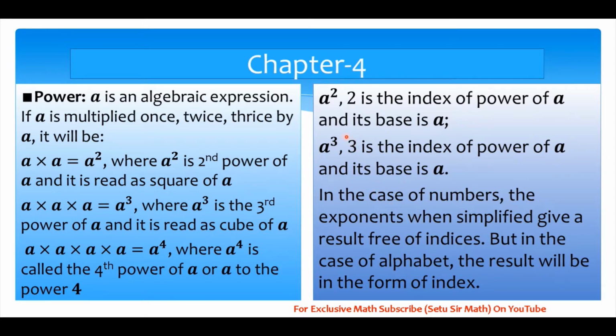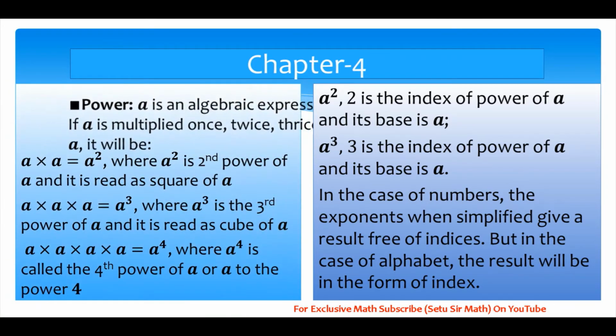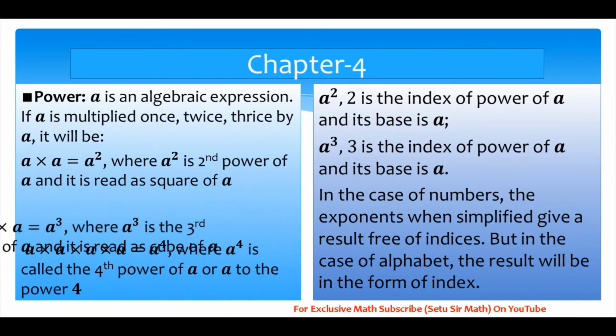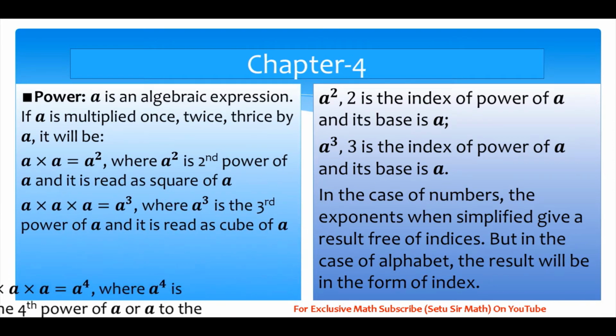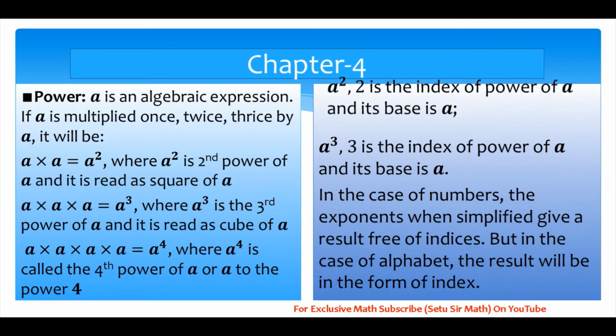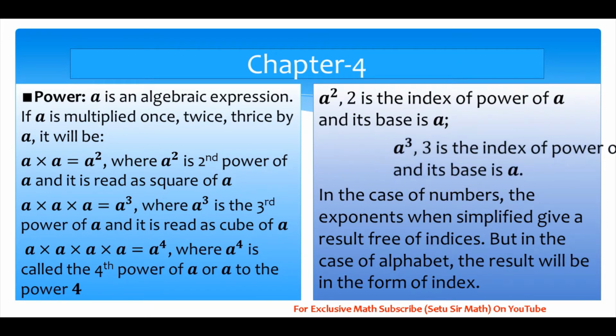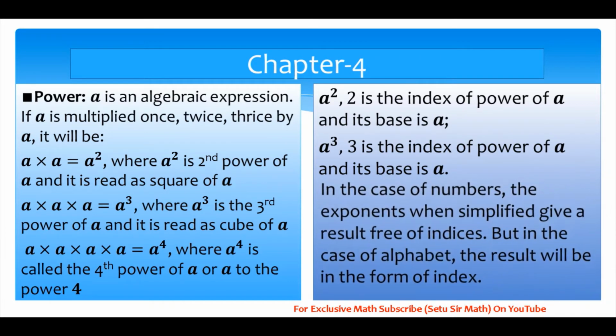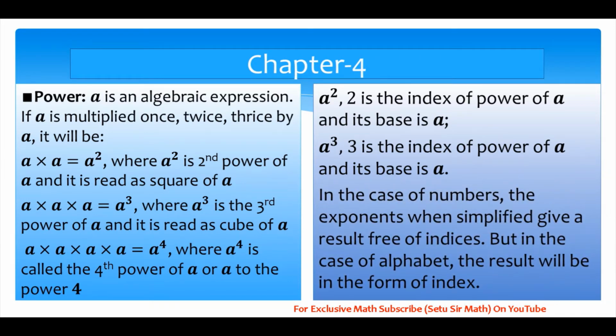But in the case of alphabet, you can see here A square or A to the power 2 cannot be written in the form of free index. Okay, that is the thing. Let's see again. This is A square or A to the power 2, this is A cube or A to the power 3, this is A to the power 4 or fourth power of A. In A square, 2 is the index of power and its base is A. In A cube, 3 is the index of power and its base is A. And in the case of numbers, we can write.